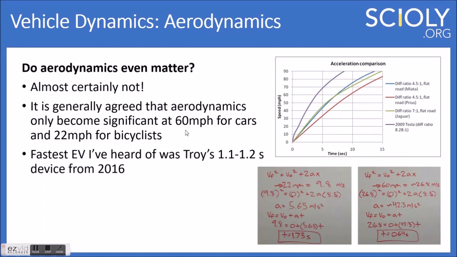To compare to that, Troy's EV is one of the fastest times I've ever heard of. It was between 1.1 and 1.2 seconds. So you can see how aerodynamics might have played a pretty pivotal role. If they were to try and play around with that, they might have actually been able to increase that time and see more pronounced changes, perhaps even with their braking and acceleration.